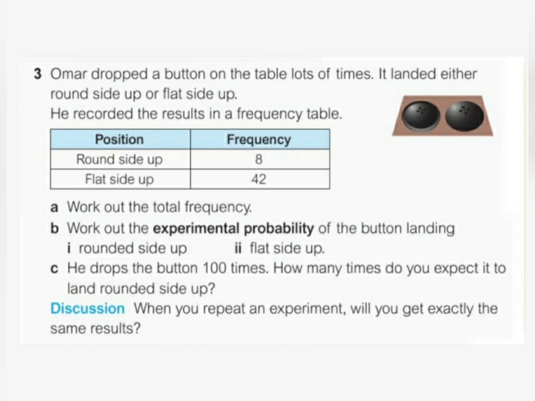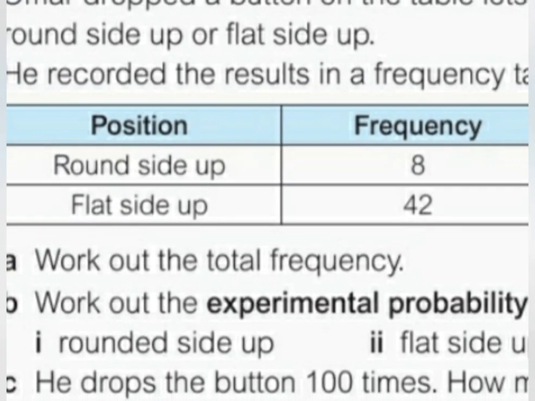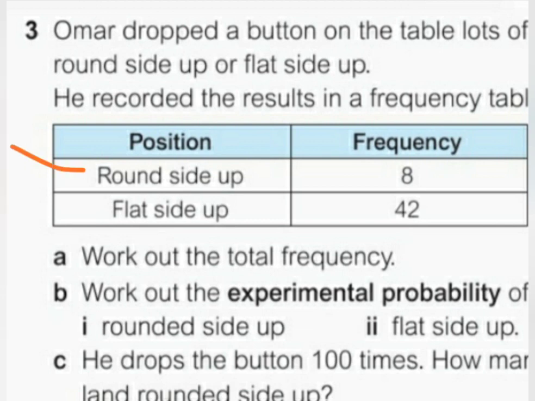Question 3. Omar dropped a button on the table lots of times. It landed either round side up or flat side up. He recorded the results in a frequency table. Now these are the results of him dropping this button. Now let's take a look. The round side up came 8 times and the flat side up came 42 times. As you can see the difference between the times that they came.